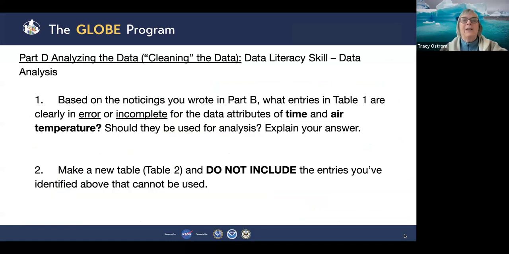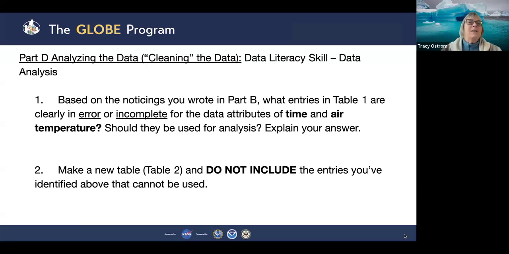And now what I want you to do is go back to table 1. And I want you to take a look at air temperature and time, just those two columns, air temperature and time. And I want you to try to narrow your noticings to just those two attributes. And are there any entries in there that you feel should not be included for analysis? Maybe something's missing, maybe something's incomplete.